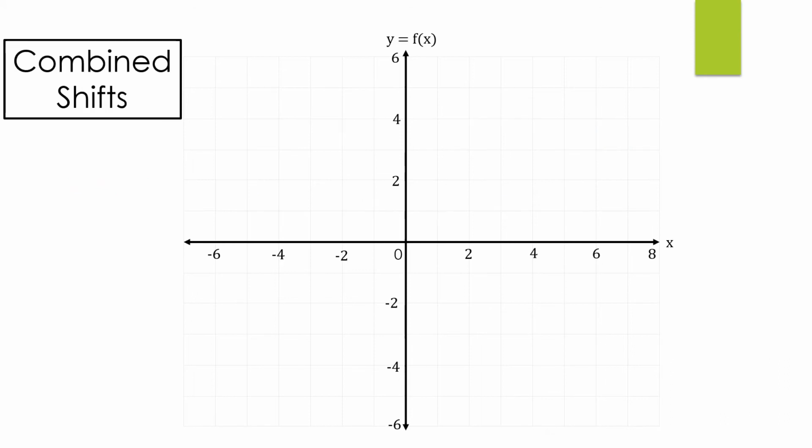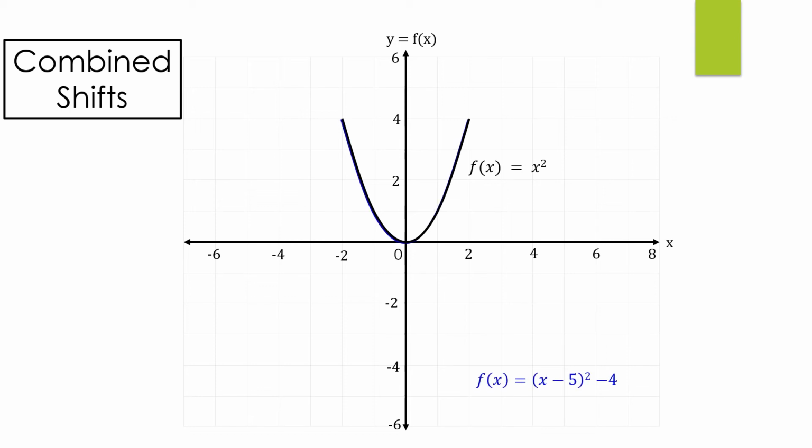What happens if we perform more than one transformation on the same function? So for example, if we perform a vertical and horizontal shift. So start with our f of x equals x squared function again, and we're going to look at those 3 key points, negative 1, 1, 0, 0, and 1, 1.